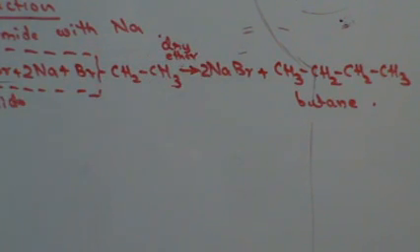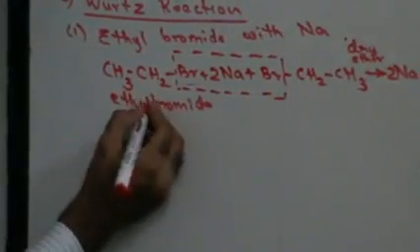The catalyst that is going to be used is dry ether. What happens in Wurtz's reaction? You get a higher alkane. Ethyl is being converted into butane. So you get a higher alkane by using Wurtz's reaction. Fine? Let's see one more reaction of Wurtz's reaction.